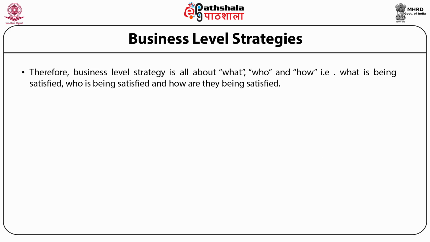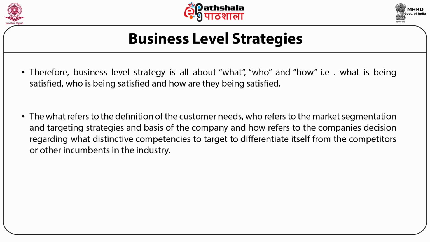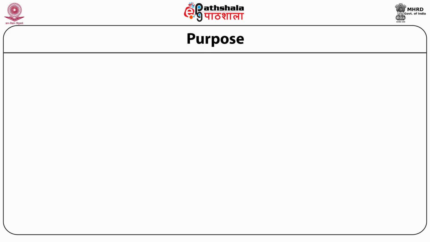Therefore, students, business level strategy is all about what, who, and how. That is, what is being satisfied, who is being satisfied, and how are they being satisfied. The what refers to the definition of the customer needs. Who refers to the market segmentation and targeting strategies, and how refers to the company's decision regarding what distinctive competencies to target to differentiate itself from the competitors or other incumbents in the industry. The purpose of a business level strategy.